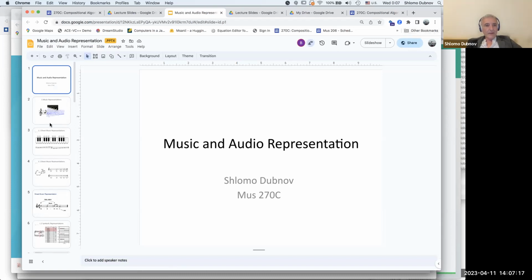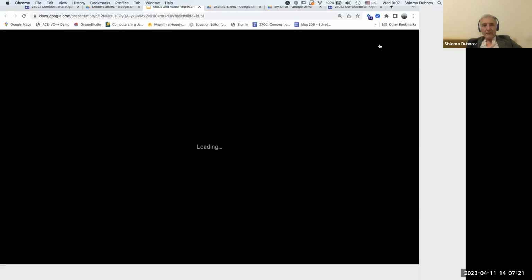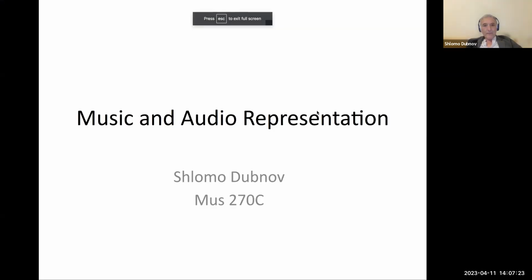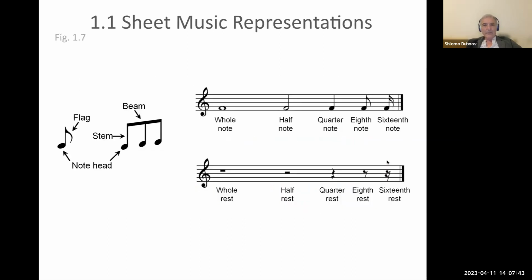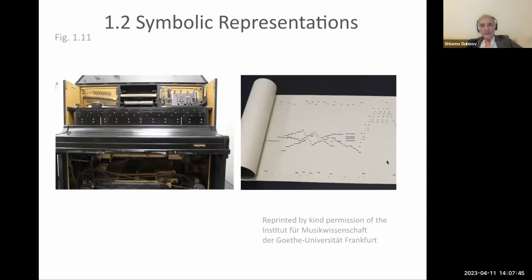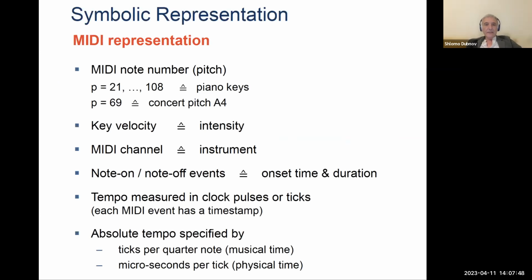All right. So in terms of music and audio representation, we quickly mentioned the three types of storing, representing, or recording musical data: as a score, as performance actions, and as an actual recording of the audio waveform. So from symbolic to audio. And I'll just quickly scroll through the slides.